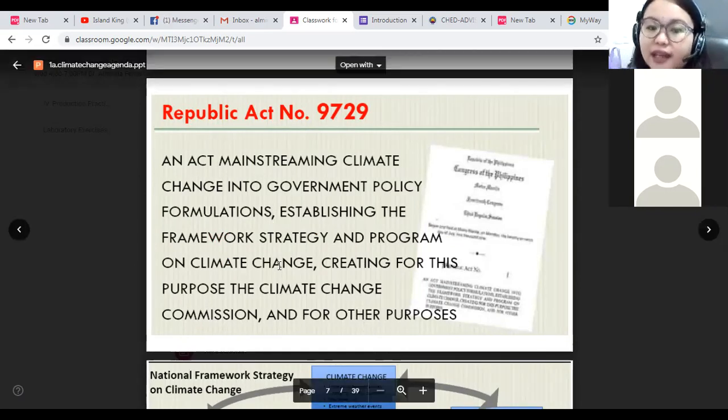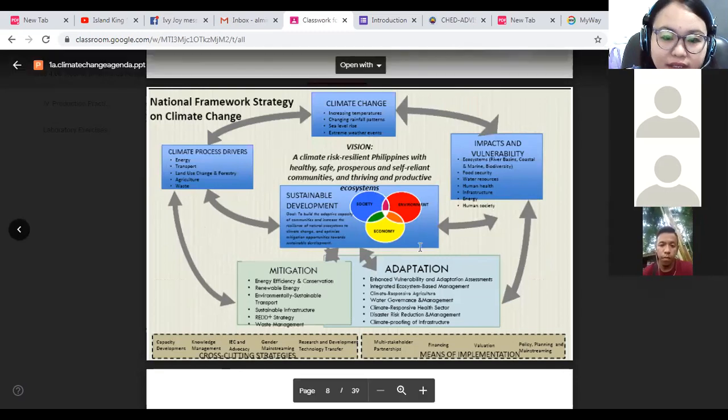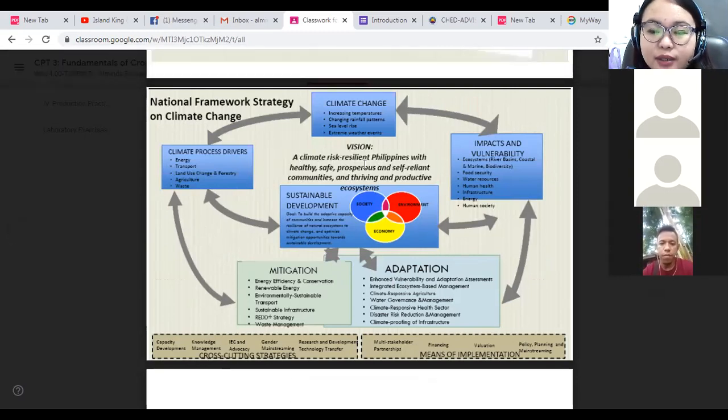So we have a Climate Change Commission by Republic Act 9729. This is their framework. As you can see, it's the National Framework Strategy on Climate Change. And until now, we are still mitigating on this. Their vision is a climate risk resilient Philippines with healthy, safe, prosperous, and self-reliant communities, thriving and productive.